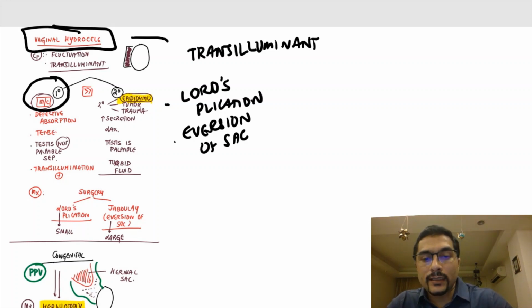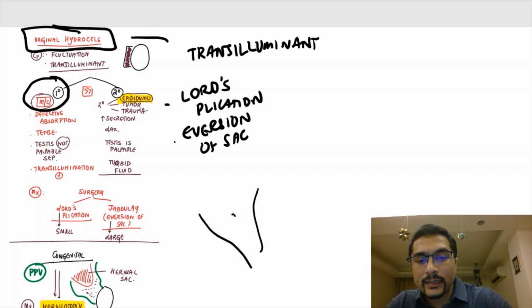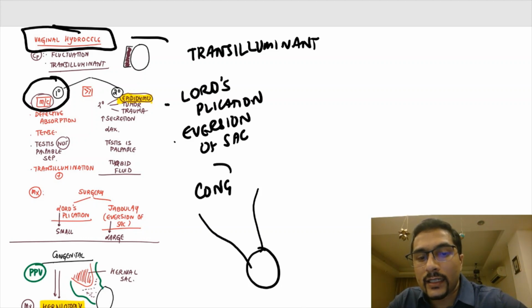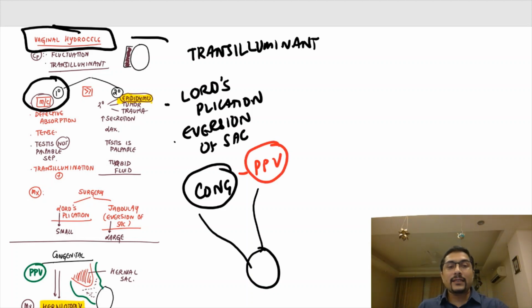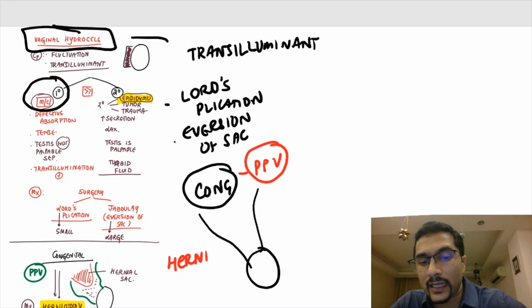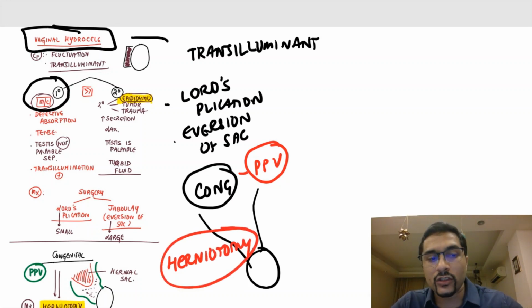Congenital hydrocele, on the other hand, is when the sac communicates with the peritoneal cavity. In this, you have a patent processus vaginalis. That means it is communicating with the peritoneal cavity, and there is invariably a hernial sac present as well. So in these patients, we will carry out a herniotomy as treatment. This has been asked multiple times in the exam. Please remember this. Herniotomy is the treatment in these patients.